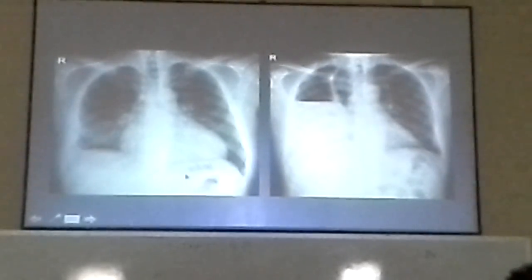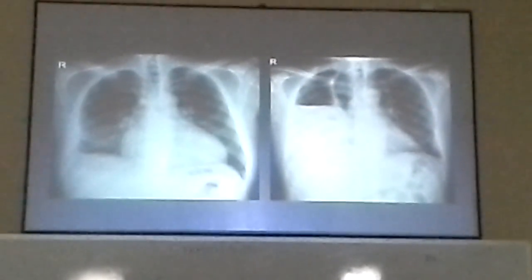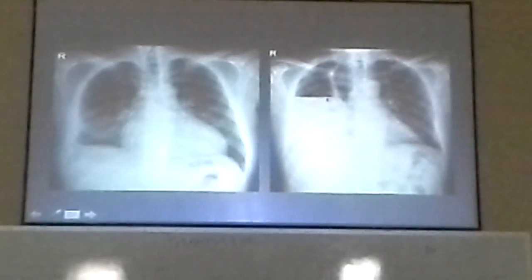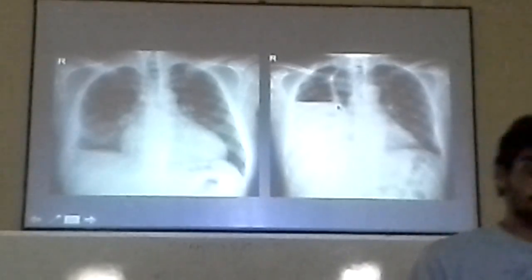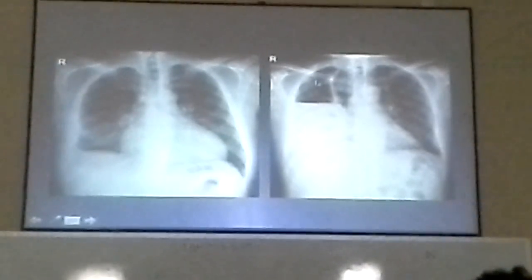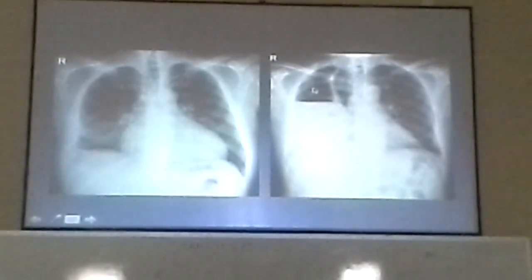Yes. What is this condition? Lung collapse. Anyone else? No. Yes, pneumothorax. And if we see fluid also and air also, what is the condition? Hydropneumothorax. This is hydropneumothorax. This is an air fluid level.